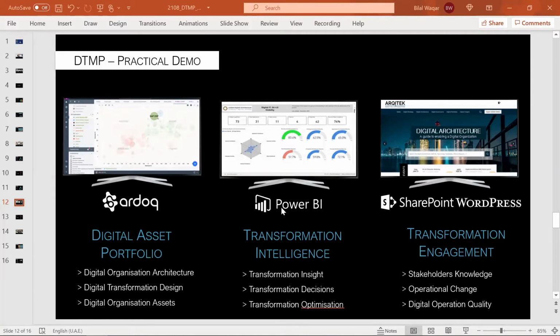After this, we will perform a quick demonstration of Power BI and the portal as well. But for now, I'm just going to switch screen into RDoC.